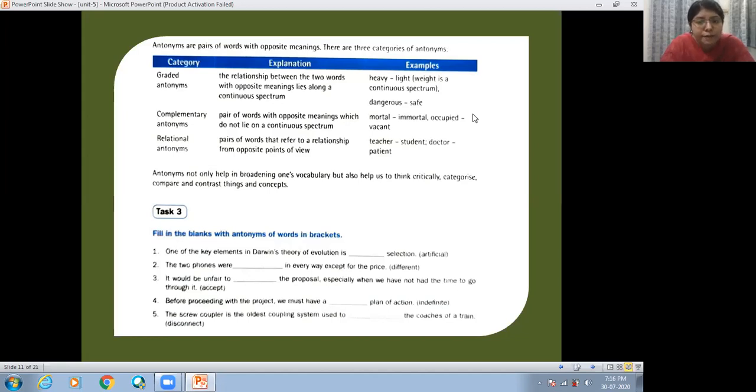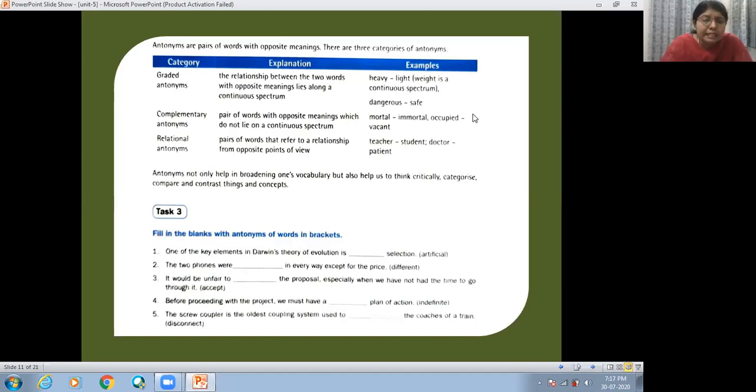Next, we have relational antonyms. Pair of words that refer to a relationship from opposite points of view, like teacher, student, doctor, patient. So antonyms not only help in broadening one's vocabulary, but also help us to think critically, categorize, compare and contrast things and concepts. So antonyms are pairs of words which are opposite in meaning. There are 3 types or 3 categories. One is graded antonyms, then complementary antonyms and relational antonyms.